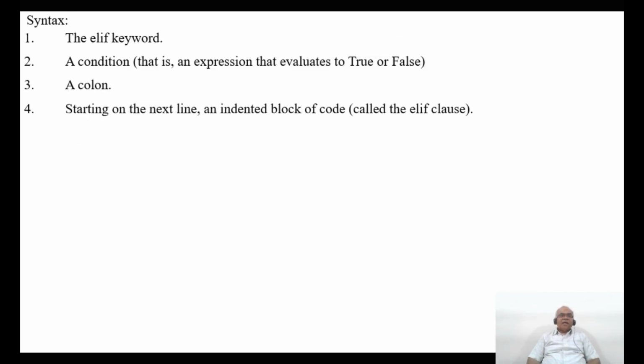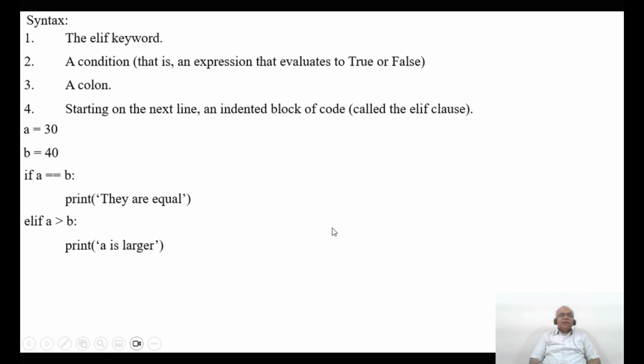So in that case, elif is the keyword, then we have a condition, an expression that evaluates to true or false. Again we have a colon, then starting on the next line an indented block of code, which is the elif clause. Now if a is equal to 30 and b is equal to 40: if a is equal to b, print they are equal. Elif a is greater than b, print a is larger. Let us see the output.